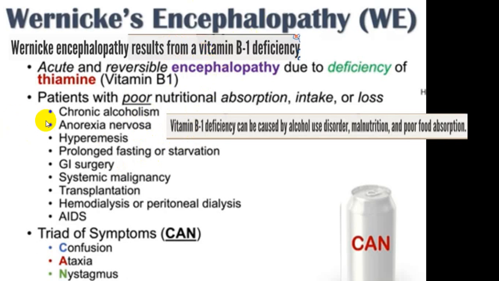And there is a classical triad. It is described as a CAN: C for confusion, A for ataxia and N for nystagmus. These are the classical three symptoms and signs which will be seen in Wernicke's encephalopathy. Again I am repeating, it is described as a CAN, a beer can, or we call it alcohol can, which will produce confusion, ataxia and nystagmus, which is peculiar in Wernicke's encephalopathy. Short form it is called WE.